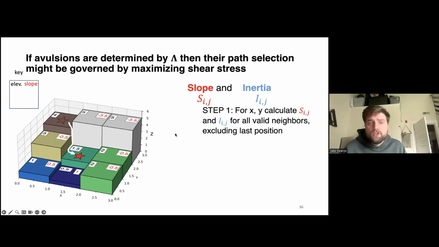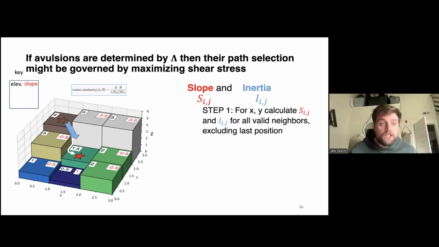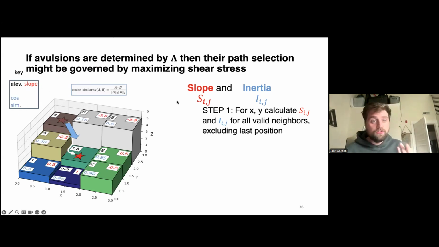But the other thing is inertia. Now, slope is pretty easy to conceive of on a DEM. You just, like I said, take the derivative. Inertia is a little bit more complicated. But what I'm going to do is steal from the machine learning folks and use something called cosine similarity. Cosine similarity essentially tells us the degree of alignment between two vectors. Since we know where we came from, our last position was on this brown block, we can calculate the cosine similarity, or the degree of alignment, between the vectors from that position and future positions.